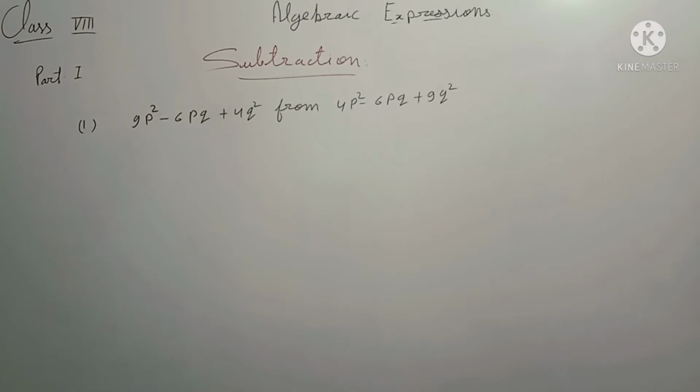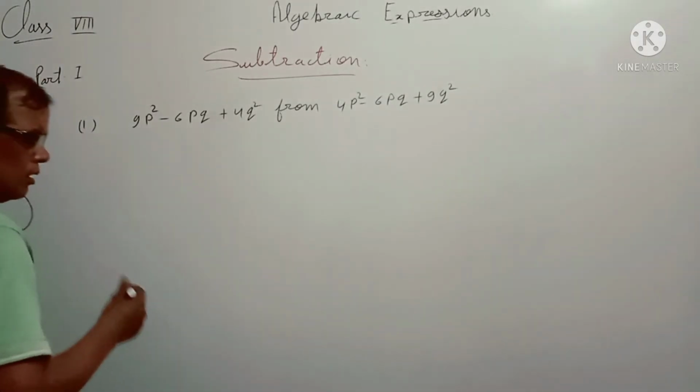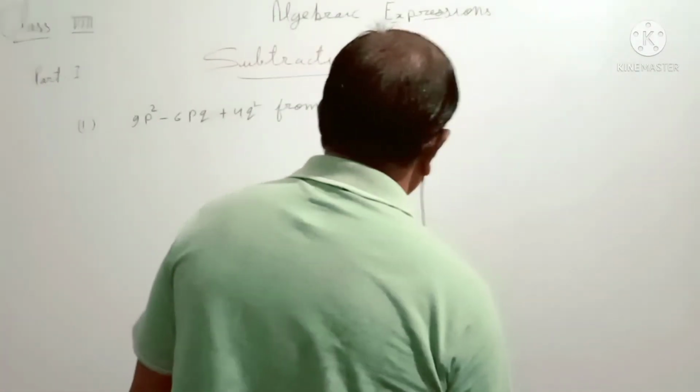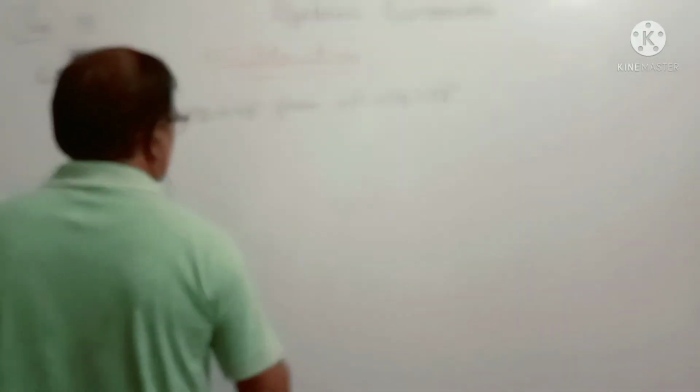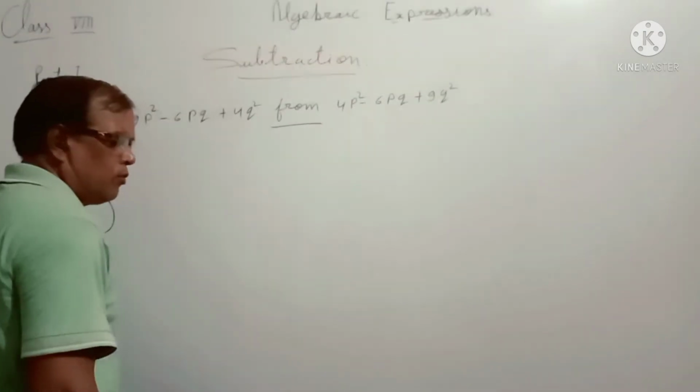Now we are going to subtract the expressions. Subtraction is also of two types, vertical and horizontal. First we explain the horizontal. Now here we are seeing what is written from.